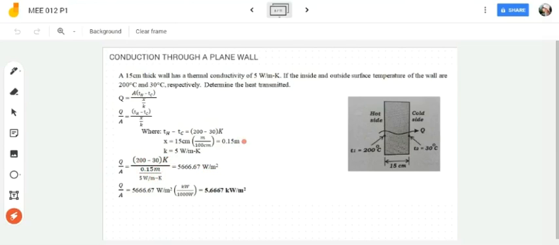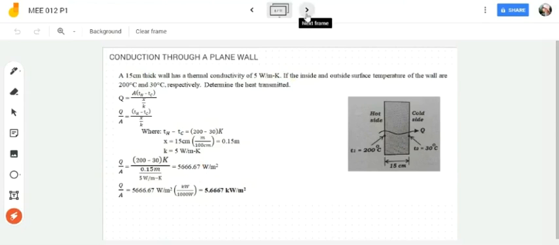And then the final answer will be 5,666.67 watt per meter squared. And then right now we can convert this into kilowatt. And then we know that there is 1,000 watt per kilowatt. So this will become 5.6667 kilowatt per meter squared. So this is the final answer for this problem for conduction through a plane wall.